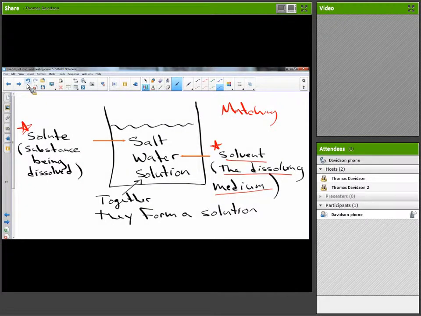It's important on this test to understand some things. Salt is your solute. Water is your solvent. You have to know that. But you need to know another layer than that. You need to know that the solute is also known as the substance being dissolved. These are the word-for-word things on your matching. The solute is the substance being dissolved. The solvent is the dissolving medium, or the thing it dissolves in. And together, these things form a solution.